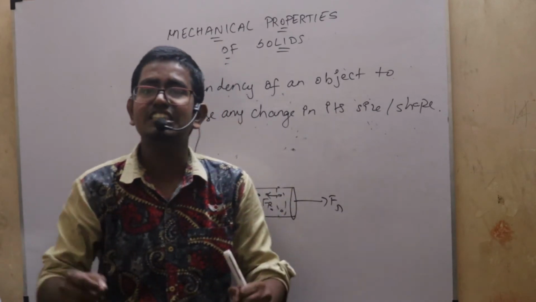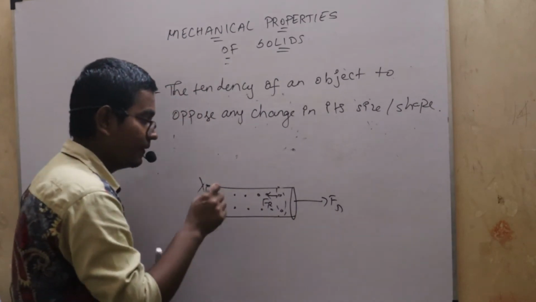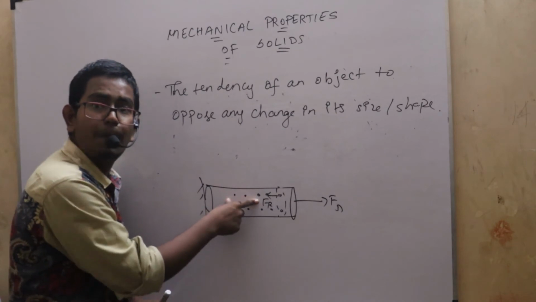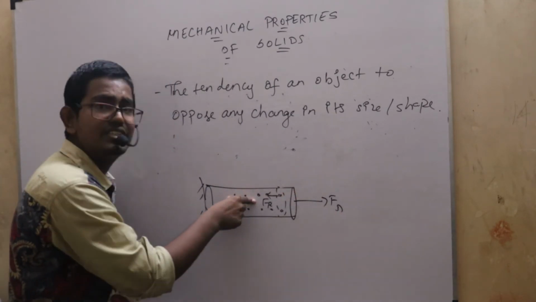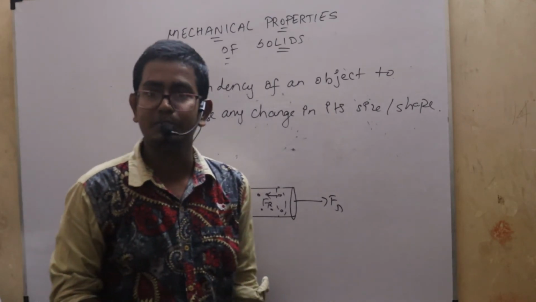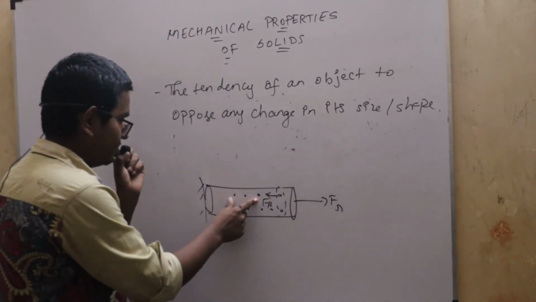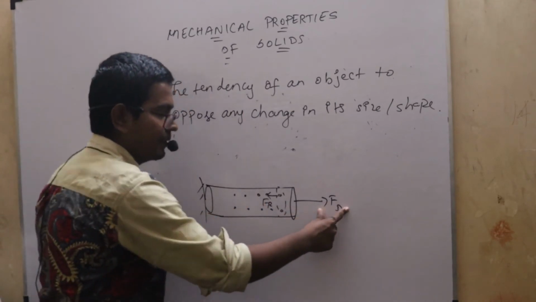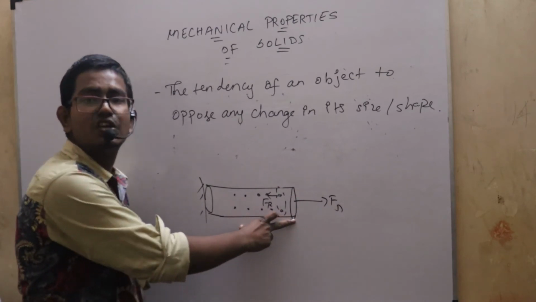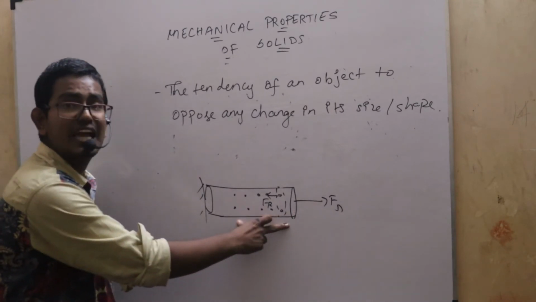So whenever I am trying to change the size or shape by applying the deforming force, if any object is opposing that force and is not ready to change its size and shape, then that object will be known as an elastic object, and the phenomenon occurring there is elasticity. You can see here, however much I apply the deforming force, this body is not changing its size or shape.